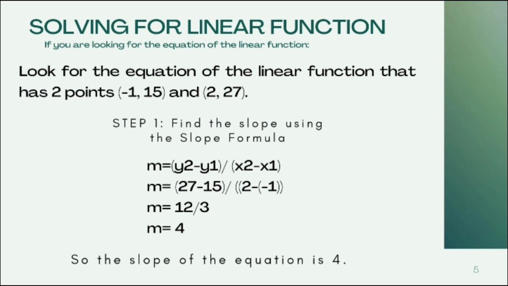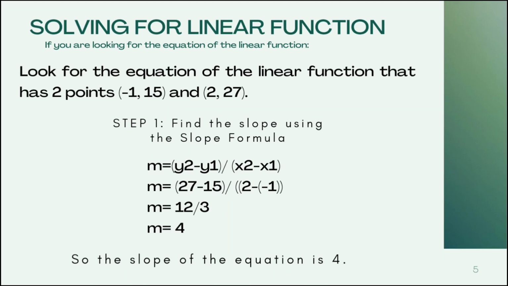I'll repeat step 1. Find the slope using the slope formula. M equals y sub 2 minus y sub 1 over x sub 2 minus x sub 1. We substitute the given values. M equals 27 minus 15 over 2 minus negative 1. Simplify: m equals 12 over 3, and m equals 4. So that's why the slope is 4.